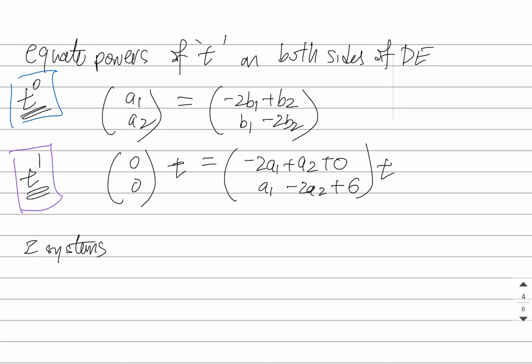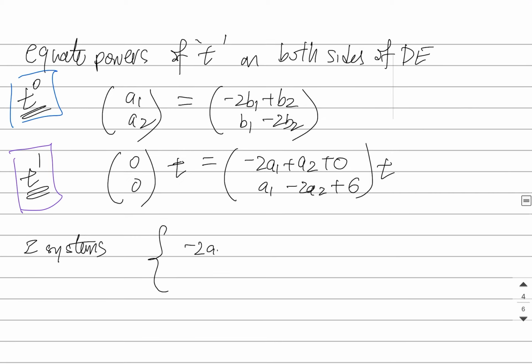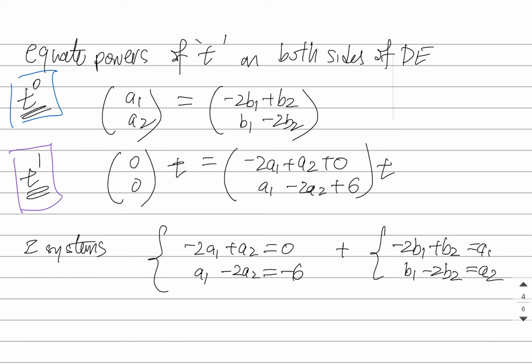Now, you could think of it as two systems or one giant system, but there are 4 unknowns that we need to solve for. And so we'll have negative 2a1 plus a2 equals 0, a1 minus 2a2 equals -6. That comes from the purple system, if you want to think of it that way. And then the other system we need to deal with is -2b1 plus b2 is a1, b1 minus 2b2 is a2. Now you can see that the A system does not require b's. It's not coupled to the b's.